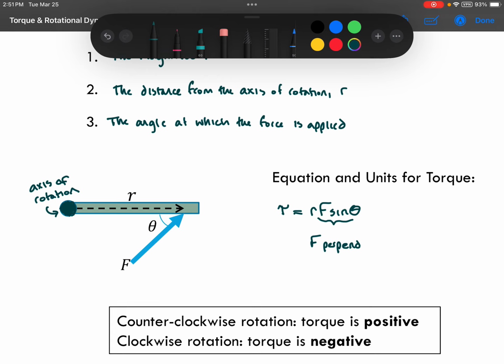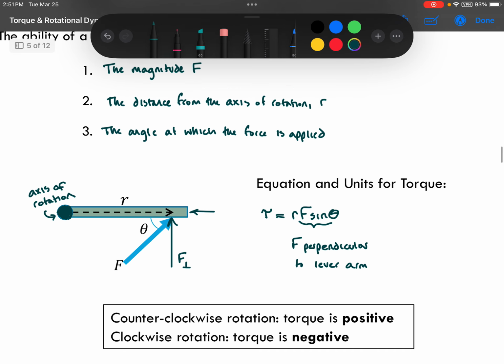The force perpendicular to the lever arm. So when we take the sine theta here, we are getting how much force is pointing perpendicular to our door versus the total amount of force used. So this idea, if we are pushing parallel to r, we're not going to be able to produce a torque. If I push on this way, we're not going to be able to cause that door to rotate. So we have to have some amount of perpendicular force to cause that.